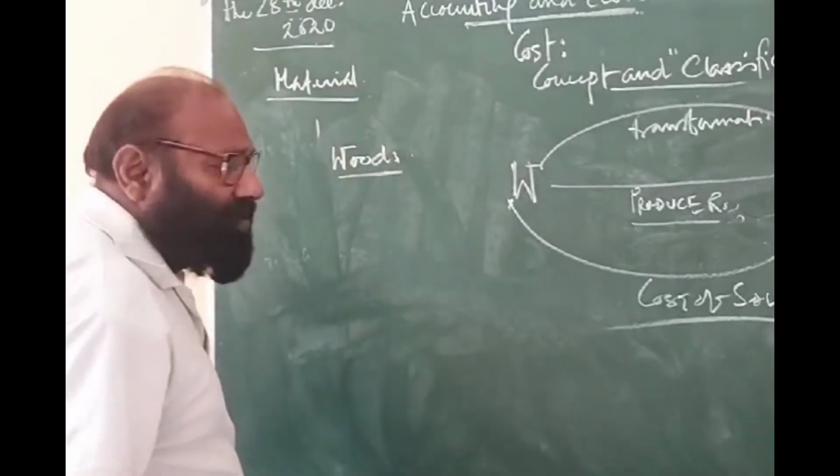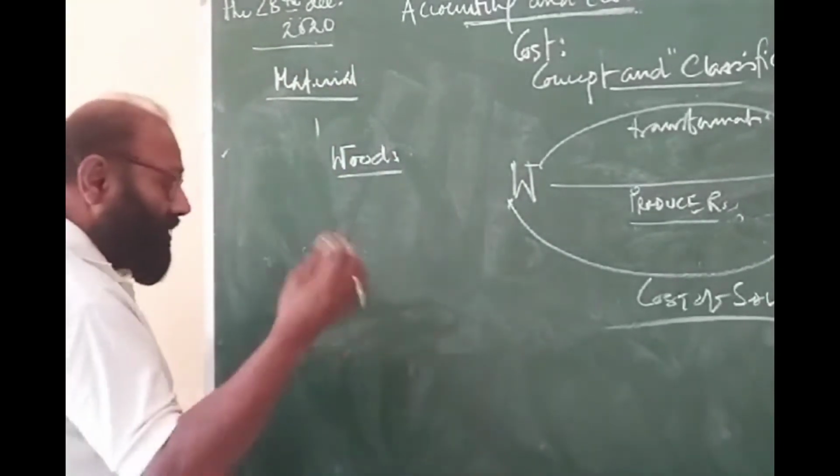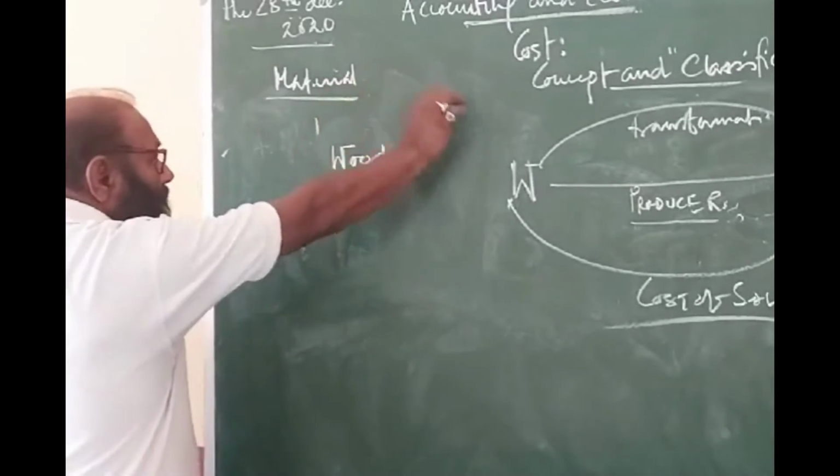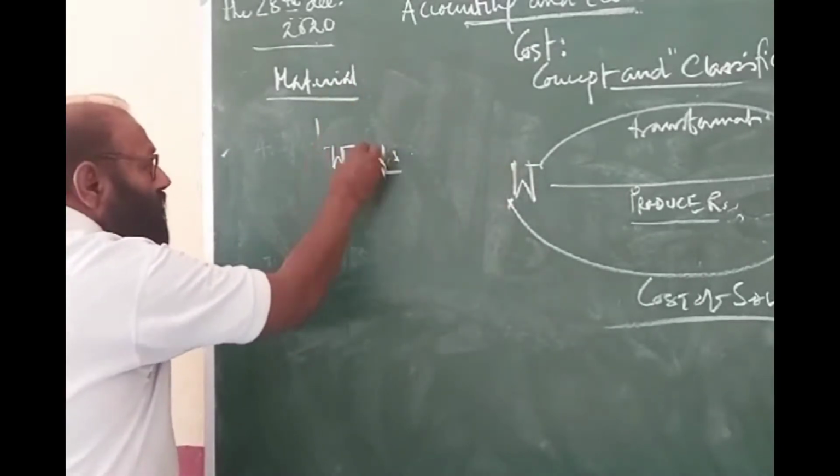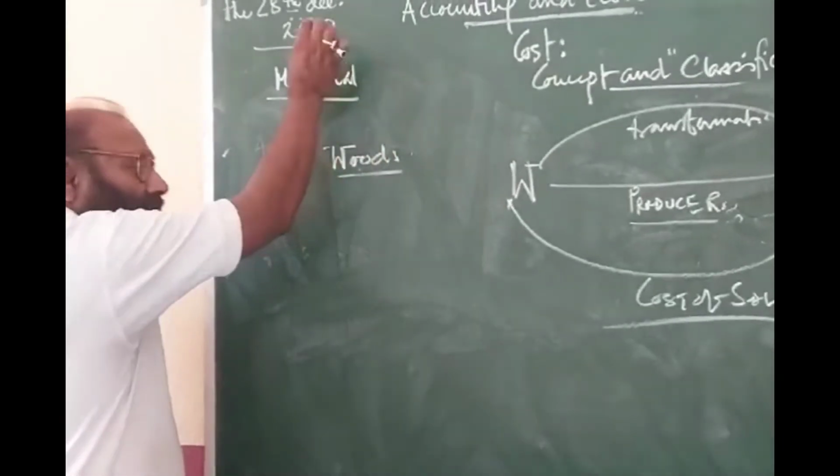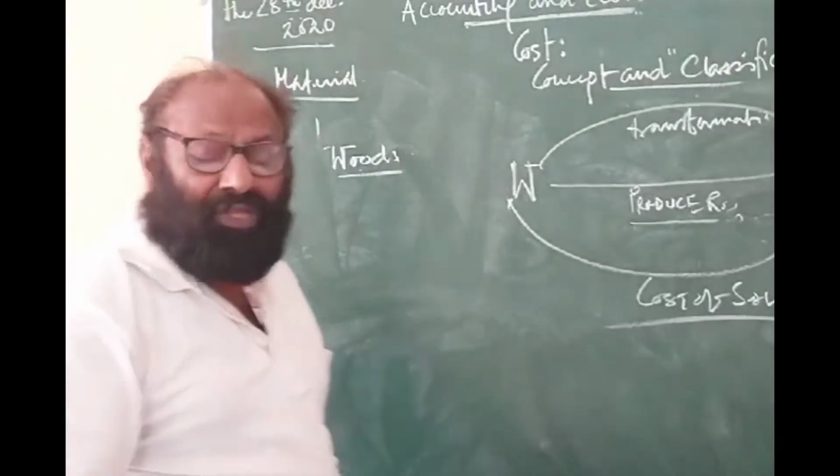First of all, costs are generally divided into 3 parts. I am coming and then I will let you know. So this is the wood. So it is material cost. Clear? Now think.